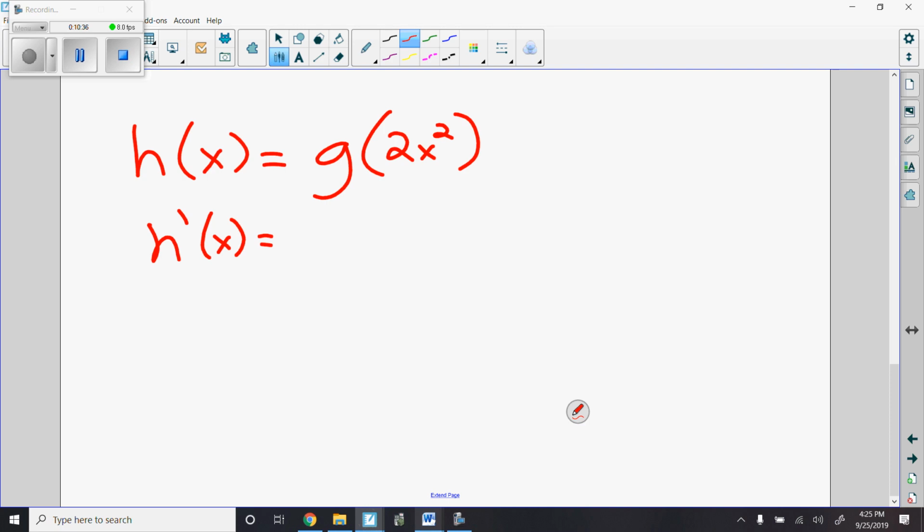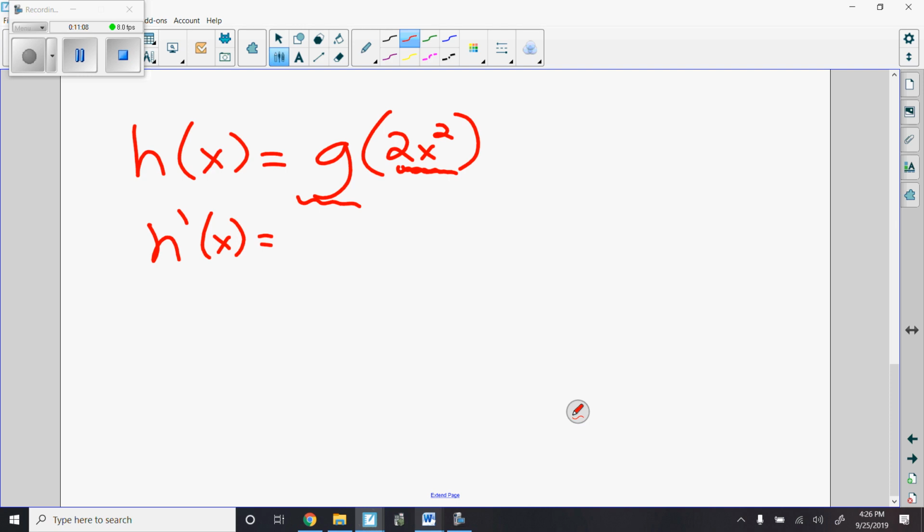Well, again, don't be confused with this g. That's just saying it's a function g. We don't know what g is. Maybe we have a table for g. Maybe we have an equation for g. Maybe we have a graph for g. Whatever it is, right now we don't really know what it is. But once again, this is a classic chain rule problem because I have an inner function 2x squared embedded within an outer function g.